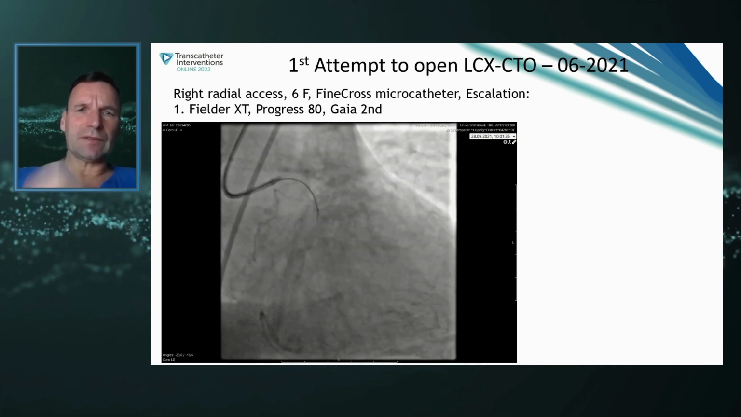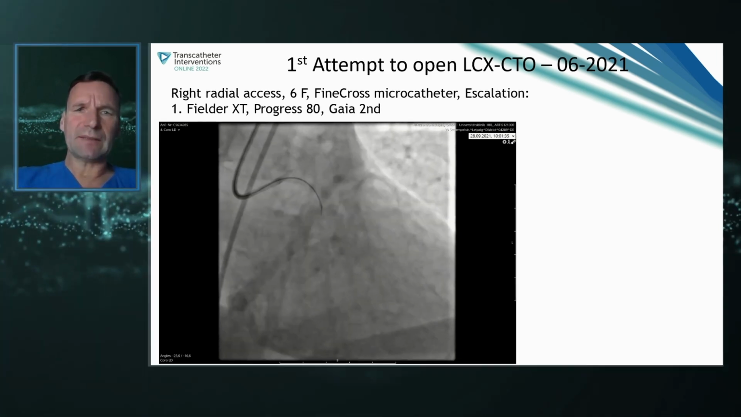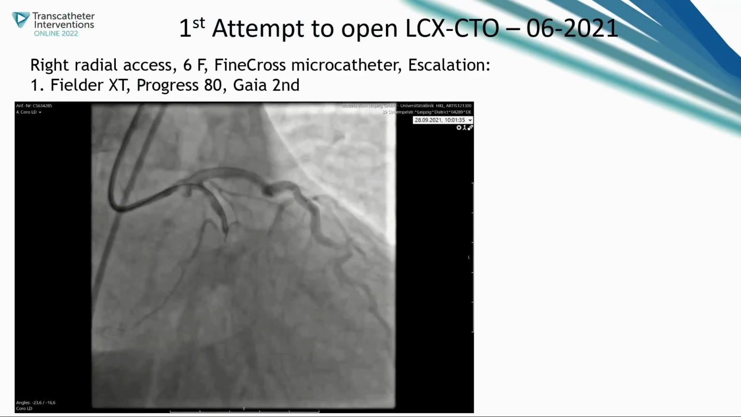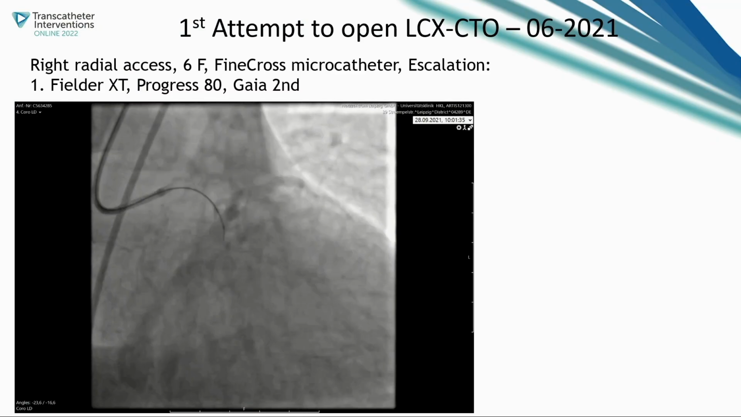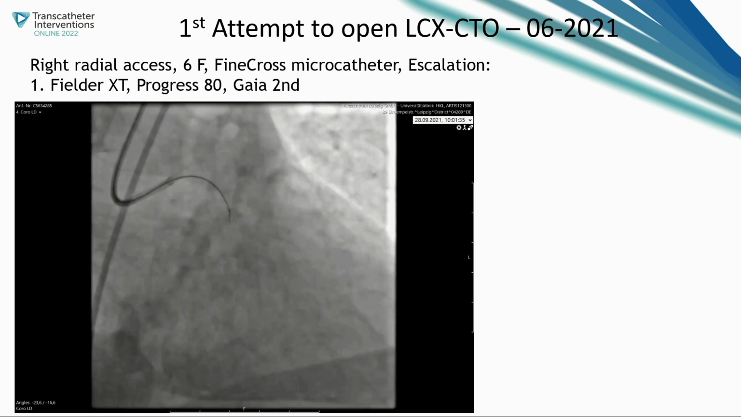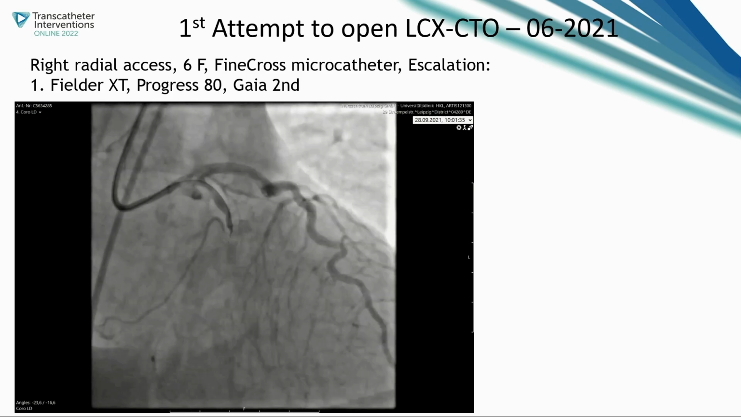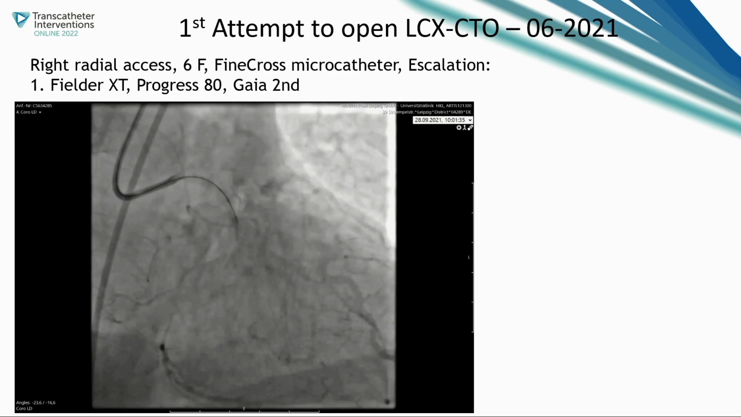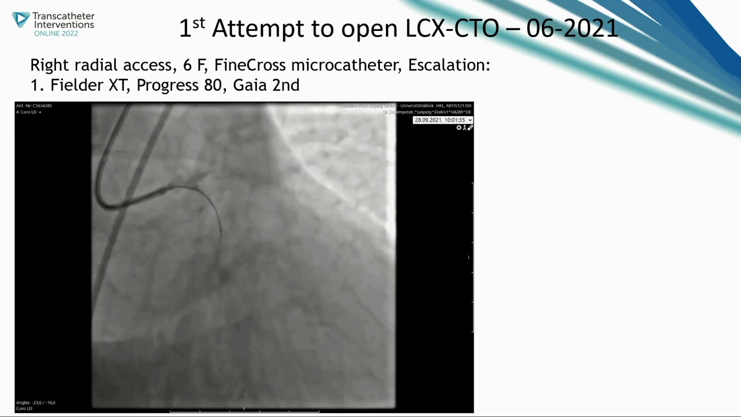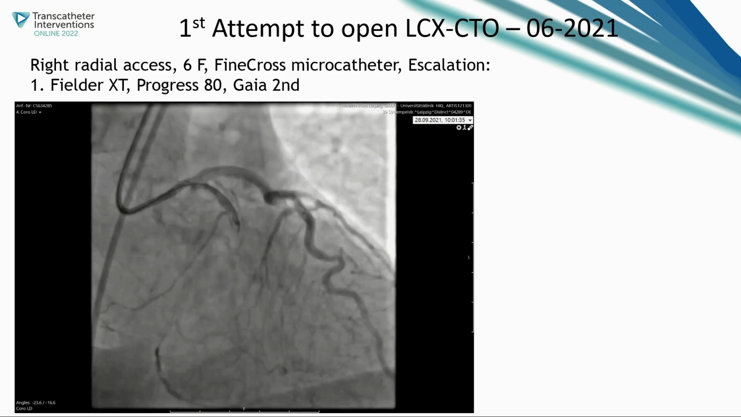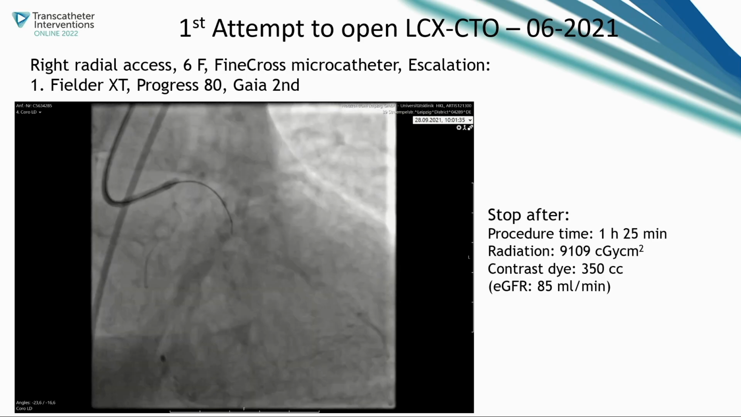So the first attempt was a right radial access, 6 French. We used fine cross microcatheter. We tried to do an antegrade recanalization. We first used the Fielder XT, then we had used the Progress 80, and then we went as a third option for a Gaia second. But we stopped because we were not successful in this case.